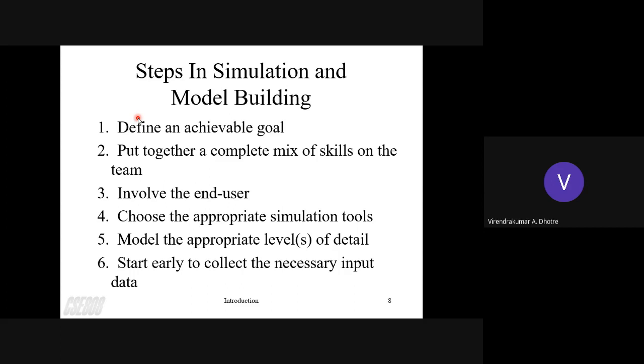Then the next step is the fourth. Once we know what we are going to do, what skills are required, and what feedback we can consider, based on the information collected up to the third step, we can decide a simulation model. So we can choose the appropriate simulation tools by which we can create a simulation model or physical model. So choose appropriate tools. That is the fourth step.